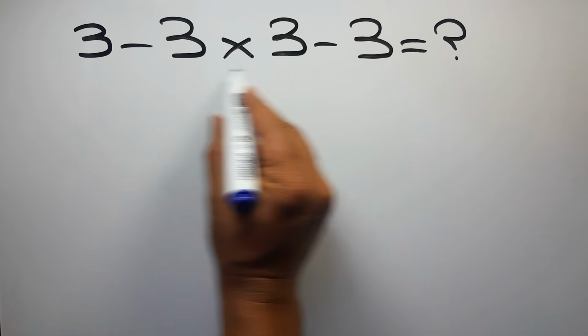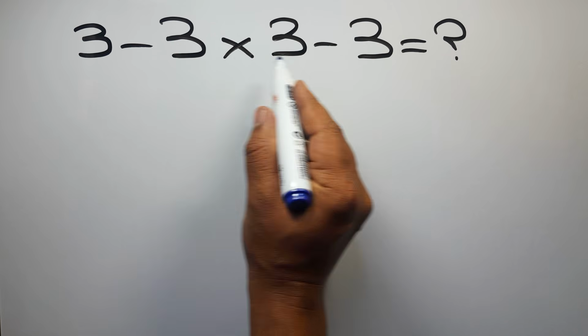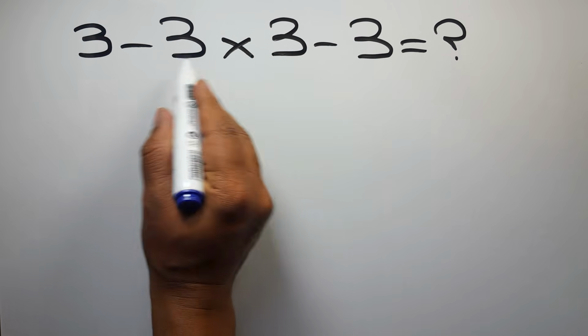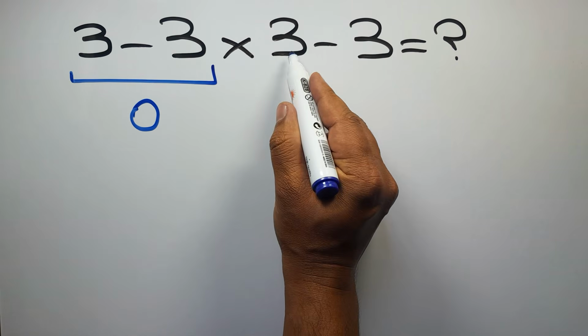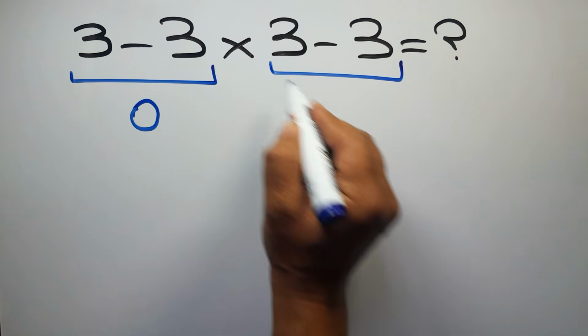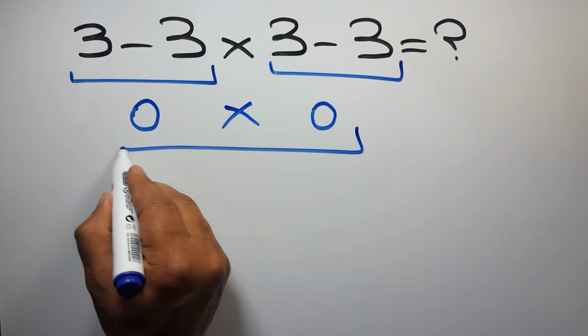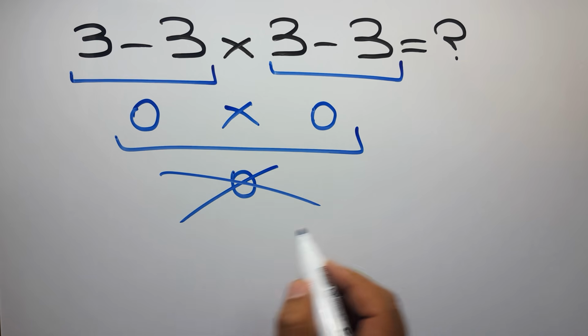In this video, we want to find the value of this expression. 3 minus 3, then times 3 minus 3. 3 minus 3 gives us 0. And again, here we have 3 minus 3. So 0 times 0, which equals 0. But this answer is not correct.